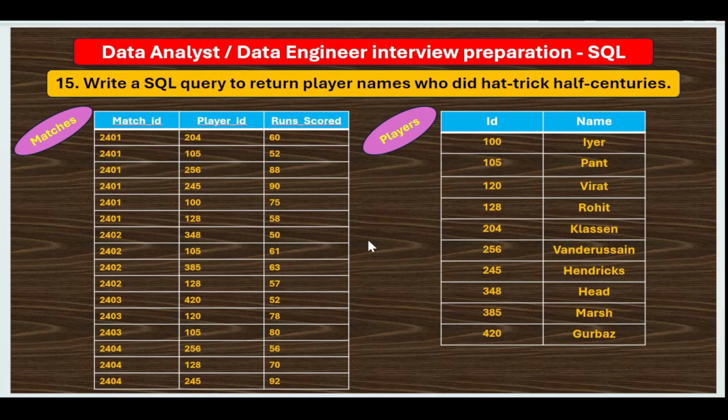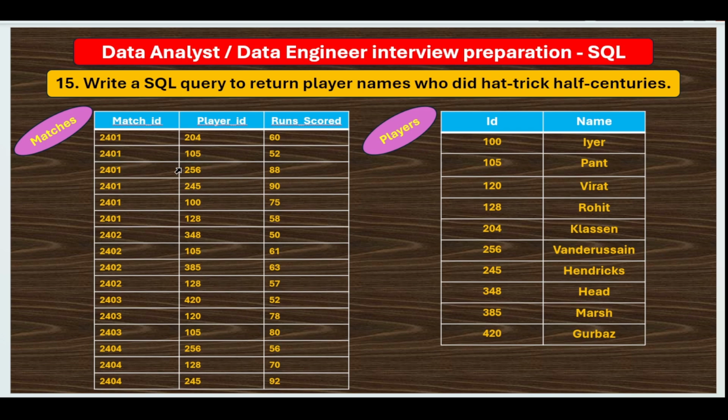In this video, we are going to solve one more SQL problem as part of SQL interview preparation for a data analyst or data engineer interview. You can see here that this is question number 15. Write a SQL query to return player names who did hat-trick half centuries. And we have been given two tables, matches and players.